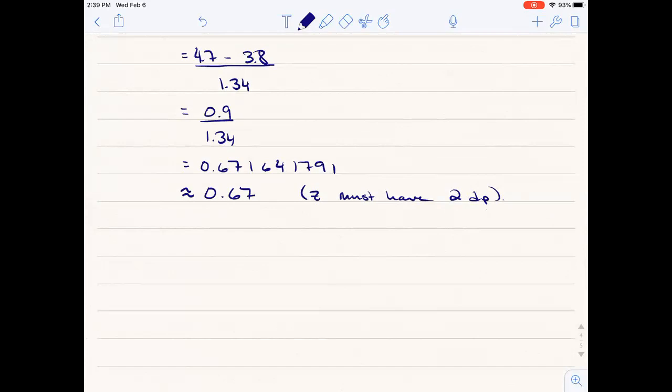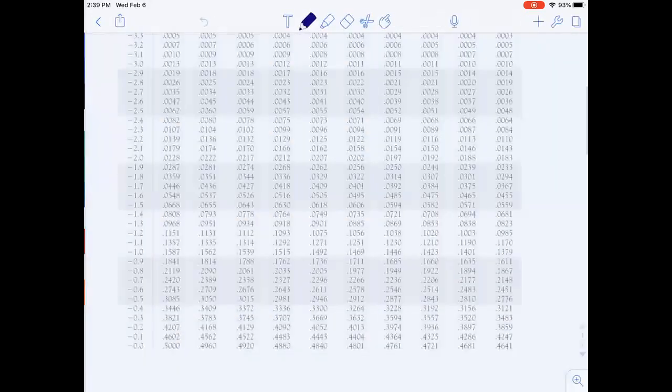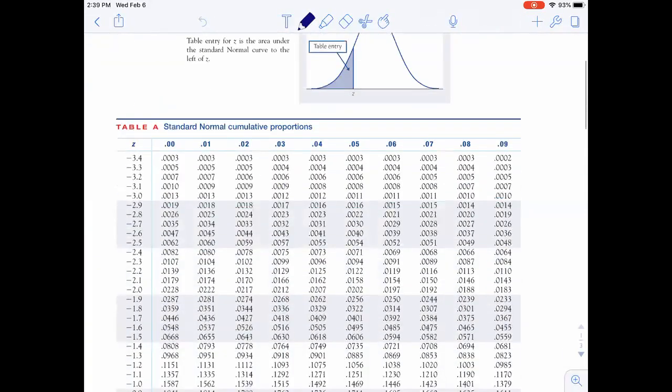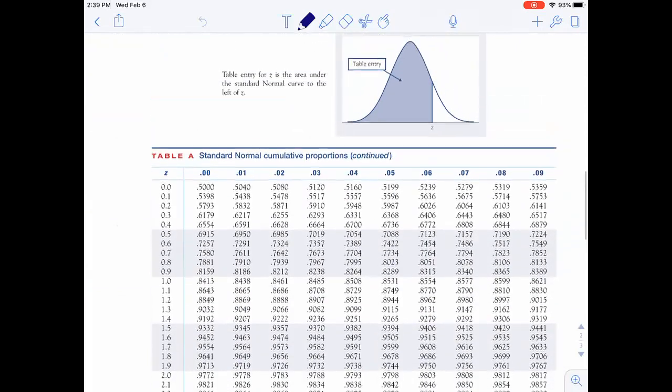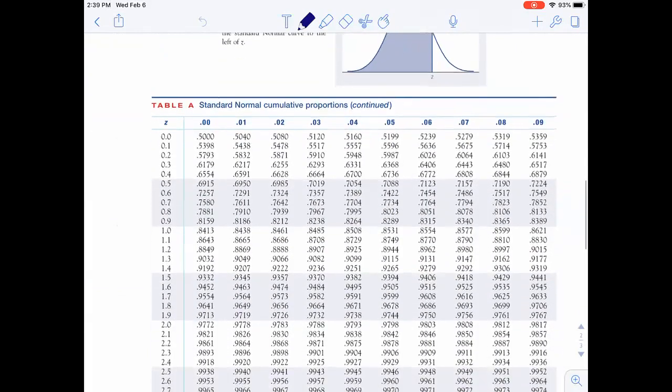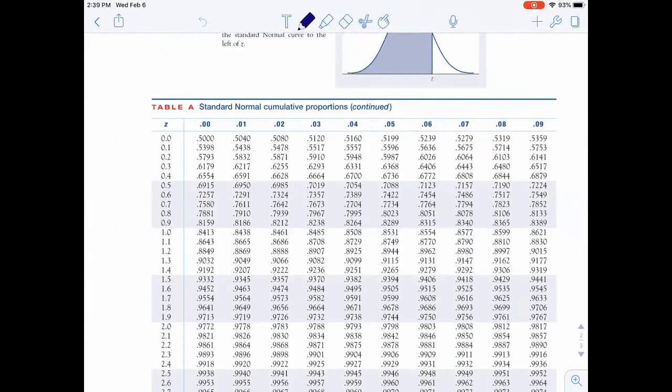So now we can use our Z table. We have a positive Z, so we have to go to the positive Z side. We had 0.67, so our whole number is 0, and the first decimal place is 6. Then we join it up with the second decimal, which is 7. And so 0.7486. That's the area to the left of a Z of 0.67.